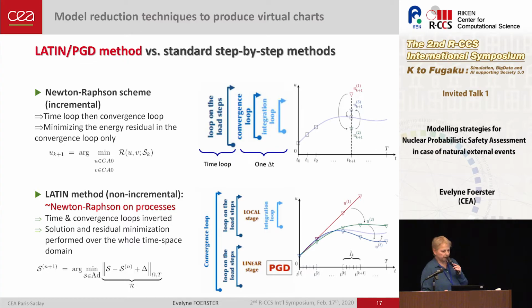So if I sum up a bit with respect to standard step-by-step methods, if you were using, for instance, incremental like a Newton-Raphson scheme, you would do a time loop, and convergence in each step is needed to get to the solution. And with this method, it's non-incremental because we do it globally, but it's sort of a Newton-Raphson process in each convergence loop. So it's a bit inverted with respect to the looping.